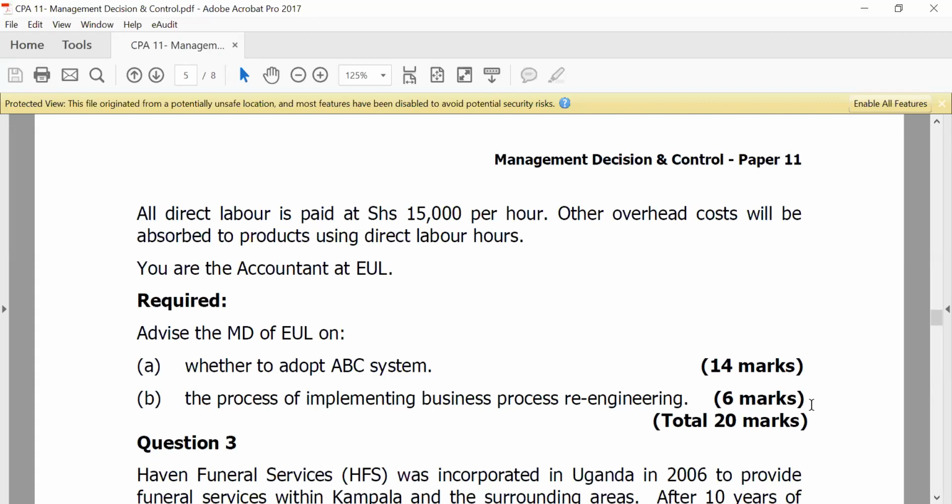Usually the process starts with developing the vision and objectives. Basically, the organization sets down what exactly it wants to do. Where does it see itself? That is the vision. And what does it exactly entail to get there? Those are the objectives. So you develop the vision and objectives.